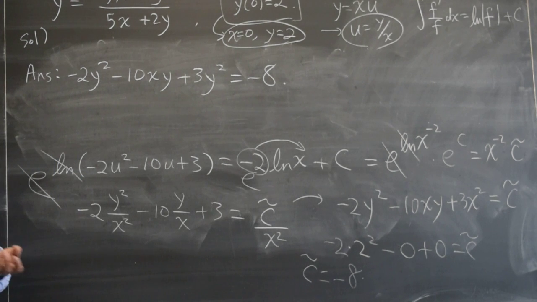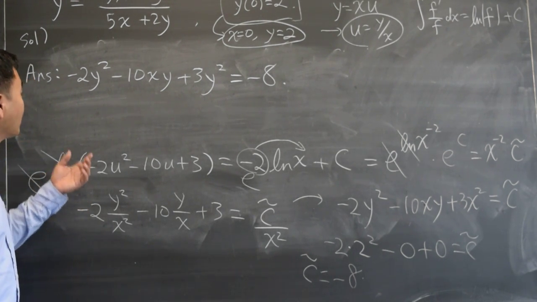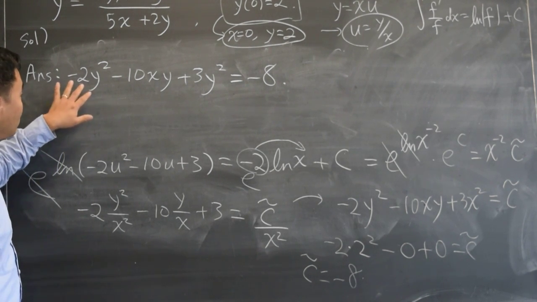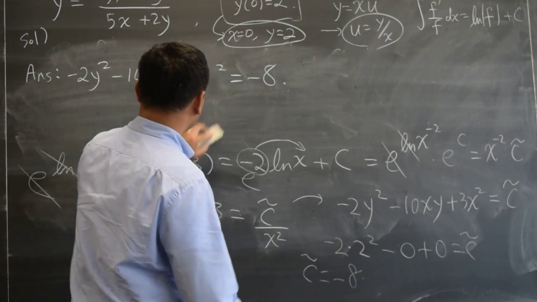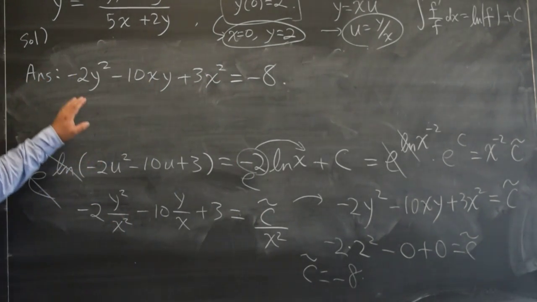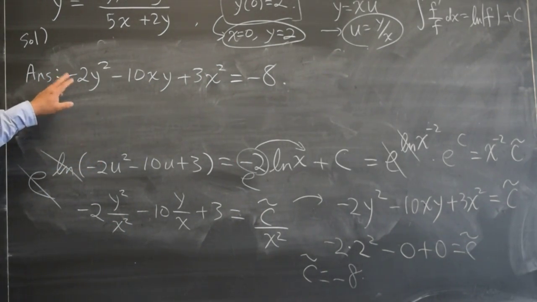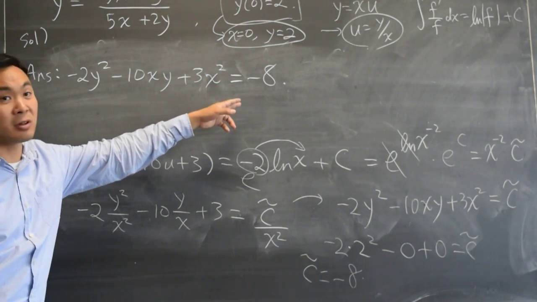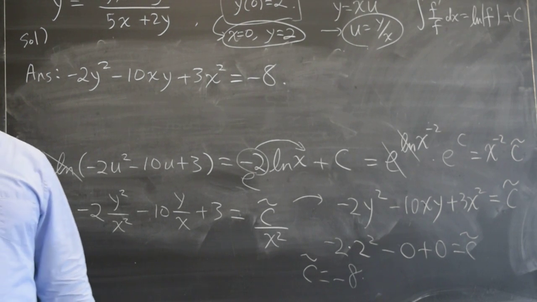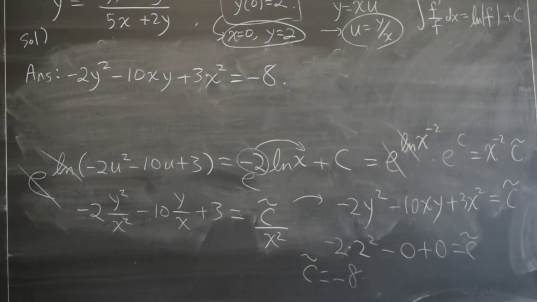Okay, depending on the method you use, you could also multiply by negative 1, and you can get another equivalent. Oh, that's x squared. Sorry. You could get another equivalent solution that's like 2y squared plus 10xy minus 3x squared plus 8. That could be another answer. All right. Do you have any questions?